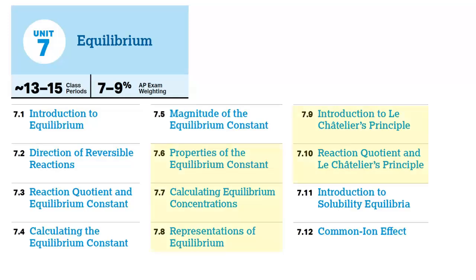In this video, we will take a look at topic 7.6, Properties of the Equilibrium Constant, topic 7.7, Calculating Equilibrium Concentrations, topic 7.8, Representations of Equilibrium, topic 7.9, Introduction to Le Châtelier's Principle, and topic 7.10, Reaction Quotient and Le Châtelier's Principle. In the video description area, there is a link to the AP Chemistry course and exam description, which we call the CED for short, and there is also a link to the packet that accompanies this video.